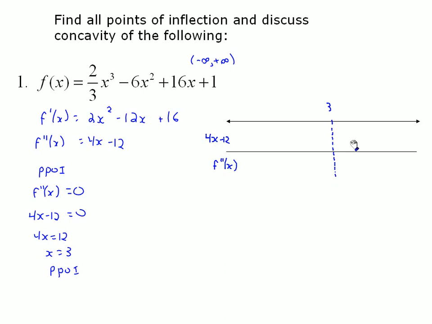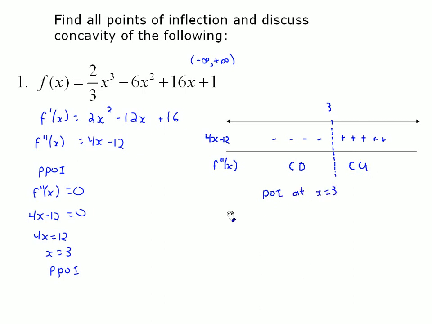And 4x minus 12, if you plugged in a number bigger than 3, will give you a positive value, just like it'll be negative to the left. So for this graph, if the second derivative is negative, it means that the function is concave down in that interval. Just like if it's positive, it's going to be concave up. And that gives us all the information that we need for this. Discussing concavity, if you like. And the point of inflection, therefore, is going to be at x is equal to 3.